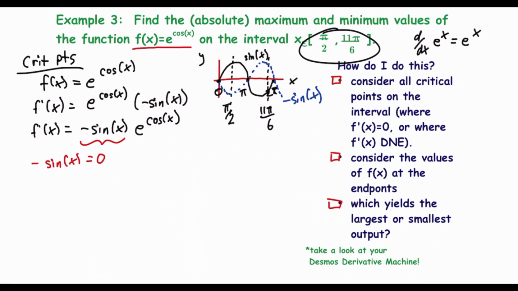And so when does this function equal 0? It equals 0 at 0 and pi and 2 pi, but the only one that is within our interval is the value of pi. So let's just say that x is equal to pi.